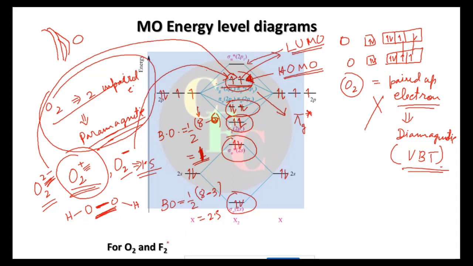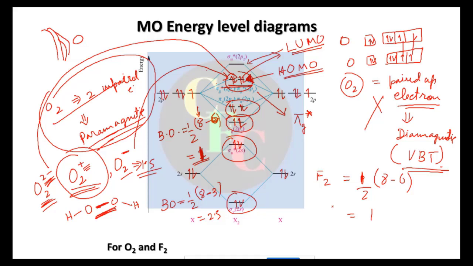Now for fluorine it is the same. In fluorine you have one more electron here, and this will reside here, same as superoxide. The bond order for fluorine will be half of 8 minus 6, that is 1. And we also know that fluorine molecules form a single bond. This is also in concurrence with VBT.